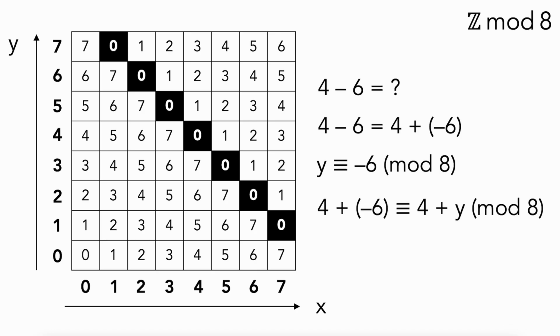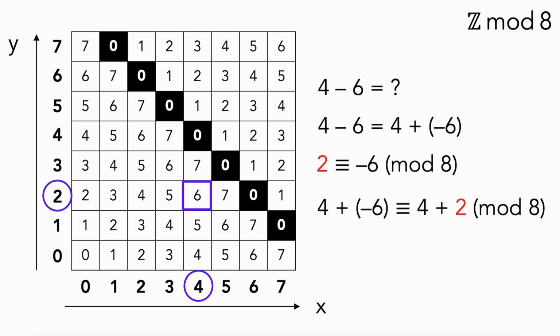Okay, so how do we find y? Well, we're trying to find the negative of 6, so start at the 6, go up to 0, and then left to 2. What that means is that 2 plus 6 equals 0. So 2 must be the negative of 6. So y is 2. 4 plus y then becomes 4 plus 2. And then we can use the table again to find out that 4 plus 2 is 6.